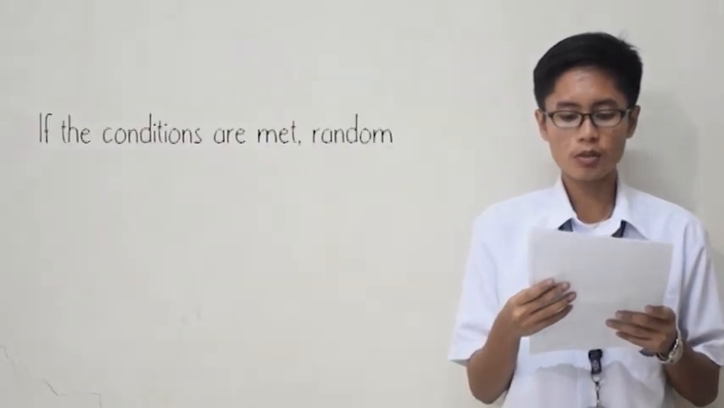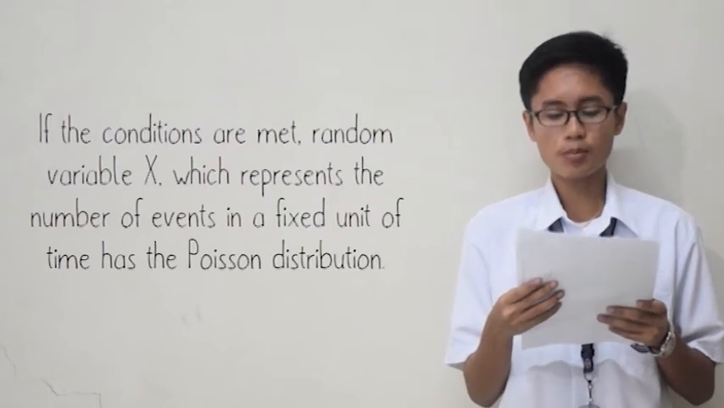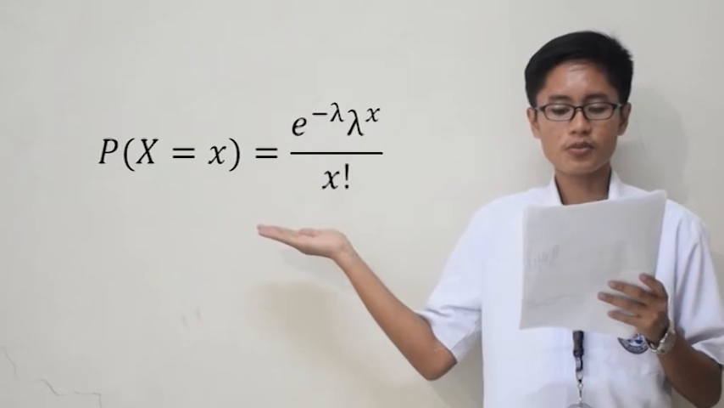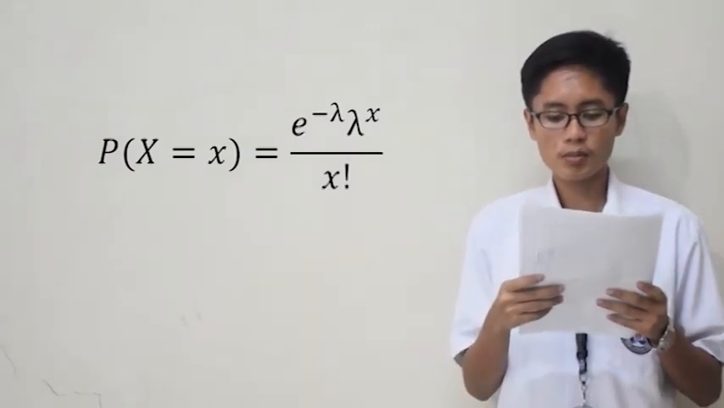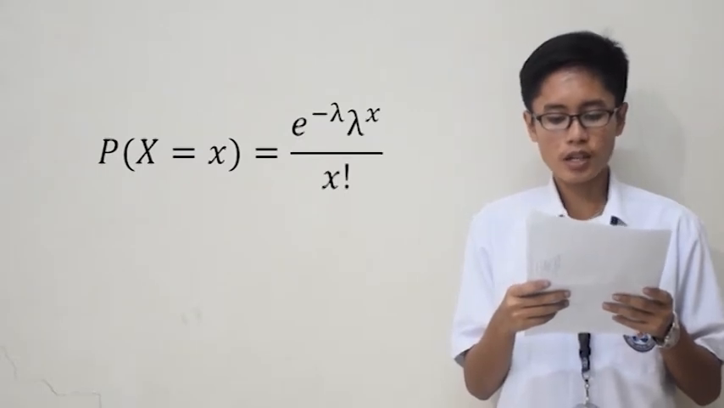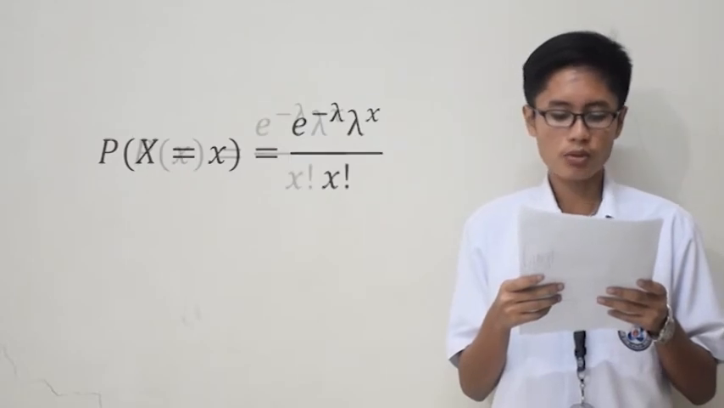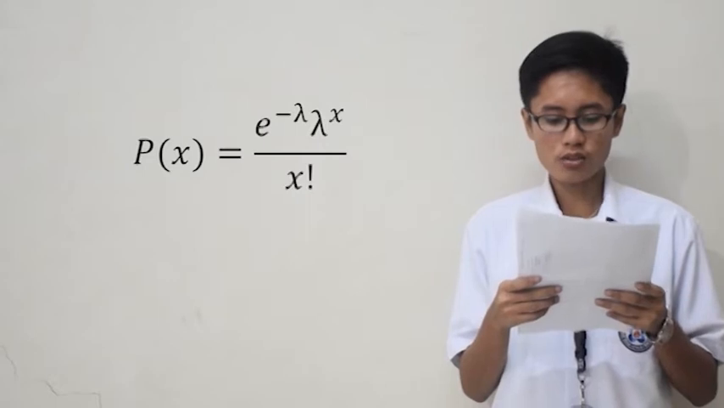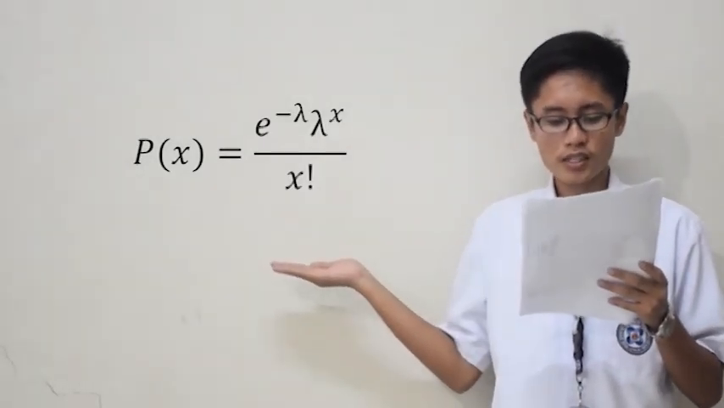If these conditions totally hold, then the random variable x, which represents the number of events in a fixed unit of time, has the Poisson distribution. Here's the probability mass function for the Poisson distribution. What we'll use to calculate probabilities is the probability the random variable x takes on the value little x, which you'll sometimes see written as p of little x, is equal to lambda to the x times e to the minus lambda over x factorial.